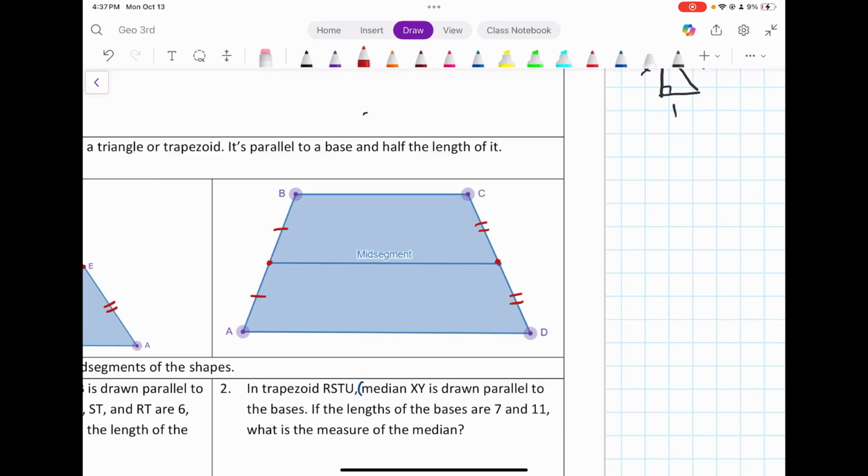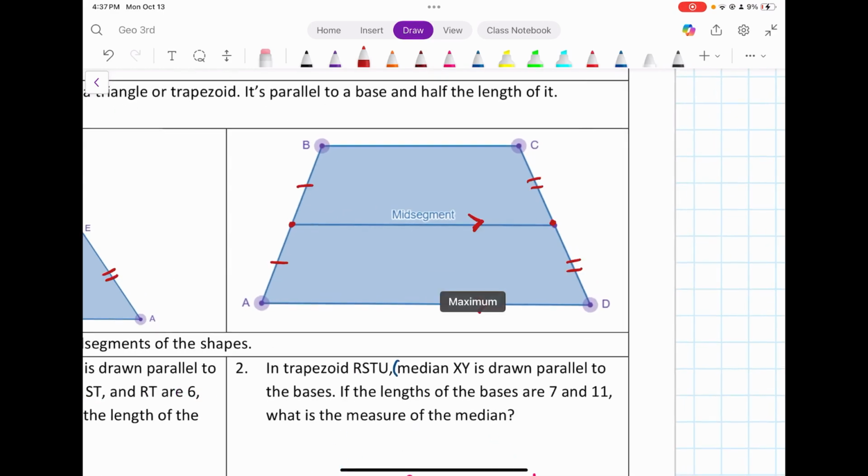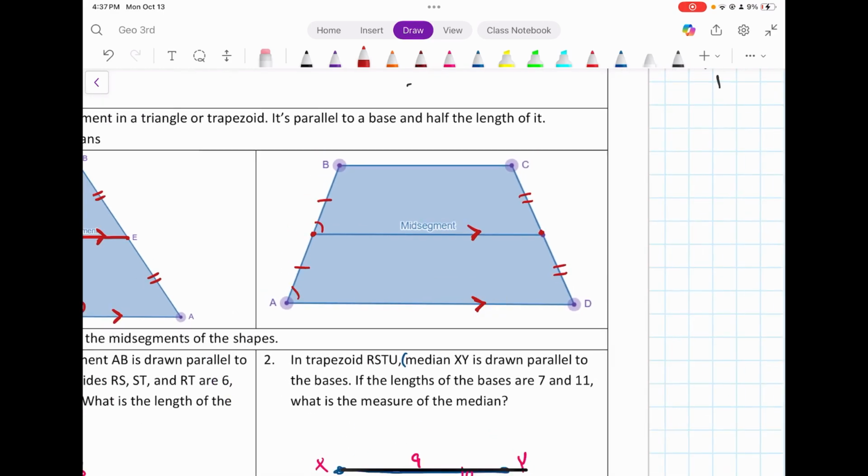of the other side. Now another thing we need to remember is a midsegment is also parallel to the base. In this same situation, this midsegment will be parallel to the base. So that's very important because that means it's going to share angles and all of that.